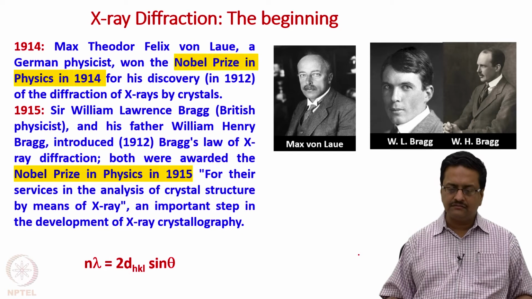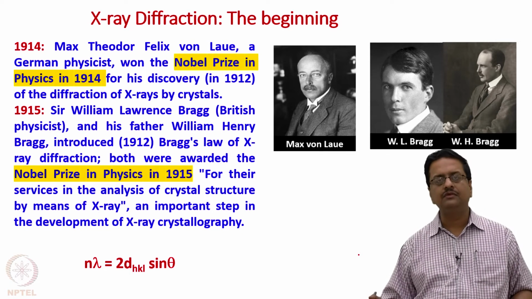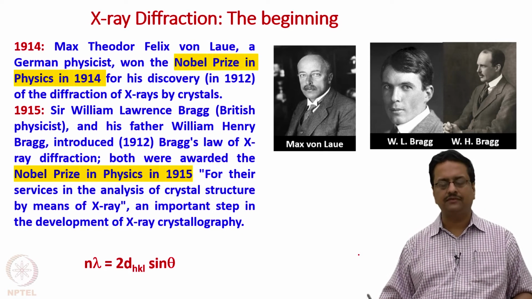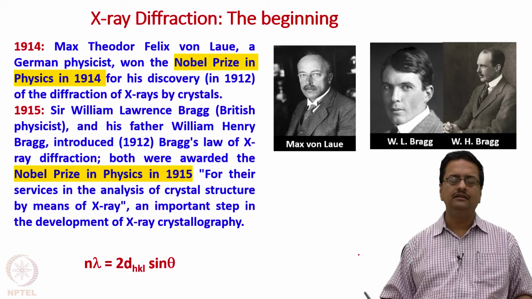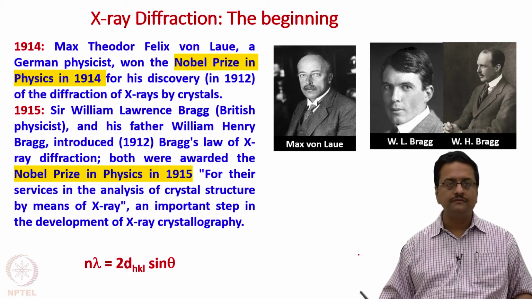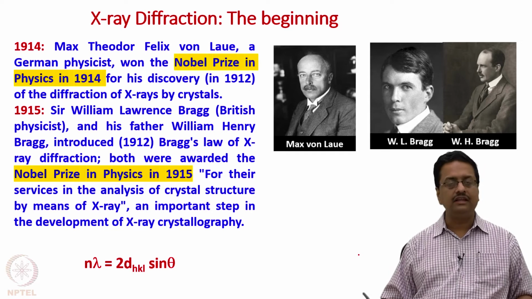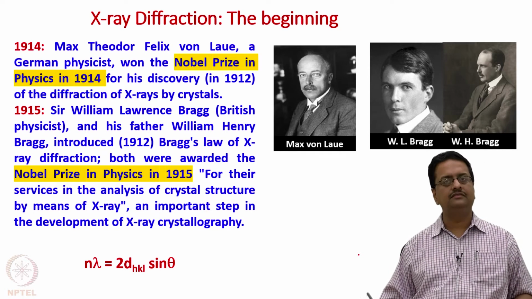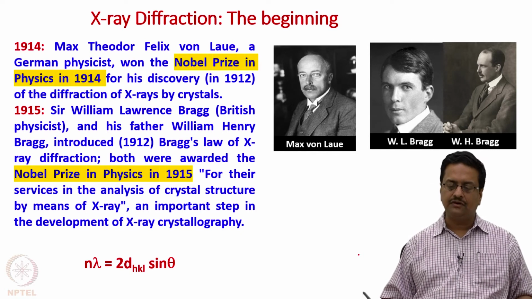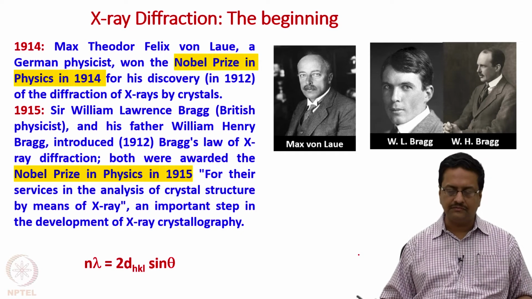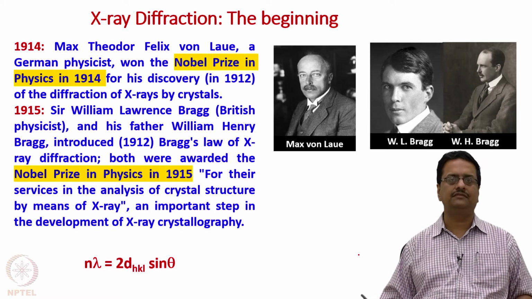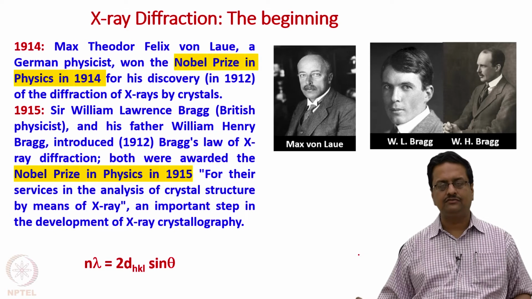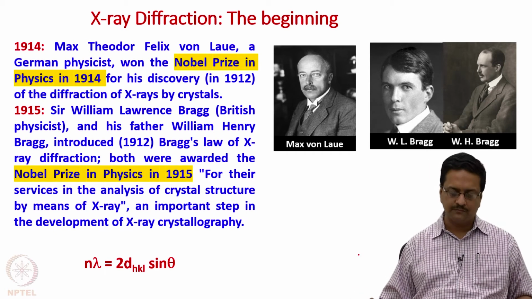So now let us know a little bit about the beginning of X-ray diffraction, which is now about 104-5 years old. In 1914, Max von Laue received his Nobel Prize in Physics for the discovery of the phenomenon that X-rays are diffracted by a crystalline material. He was the first person to show that X-rays can be used to characterize crystalline materials.